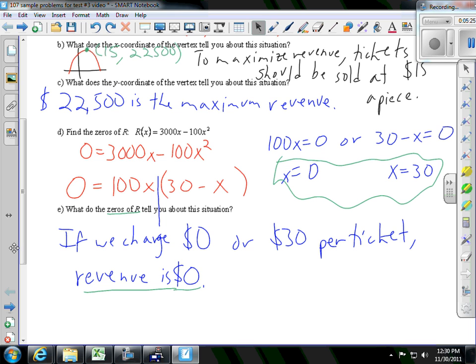So if you charge $0 per ticket, well, it seems to make sense. You'll make no revenue. Somehow, if we charge $30 per ticket, we also make no revenue. I'm assuming that this has something to do with the fact that the more you charge per ticket, the fewer people are going to be willing to buy the ticket. So apparently charging $30 per ticket is too much to entice anybody to buy. And so I guess it means we didn't sell any tickets. And that's why the revenue is 0.